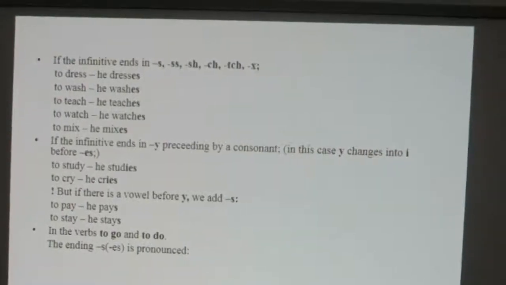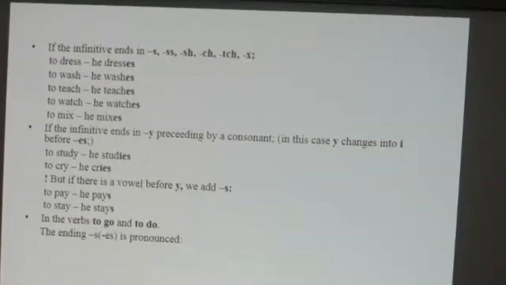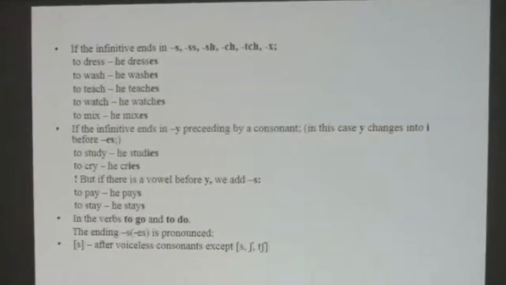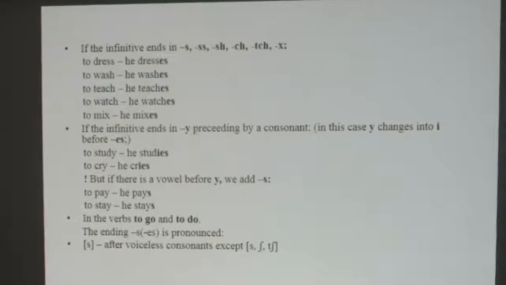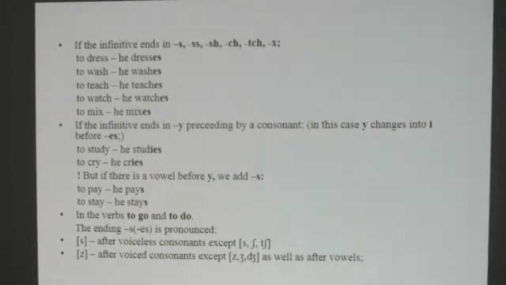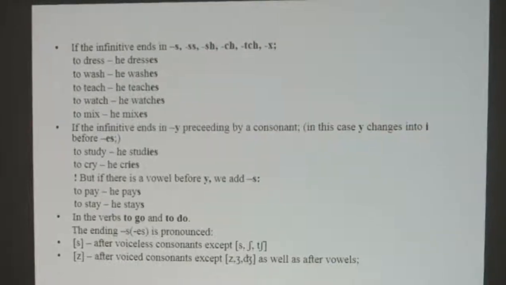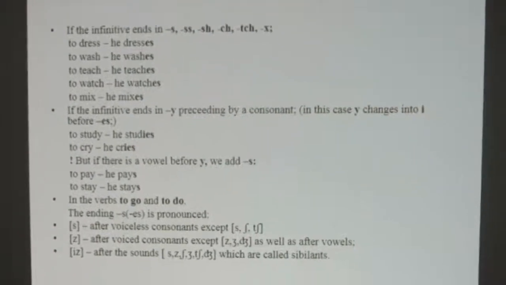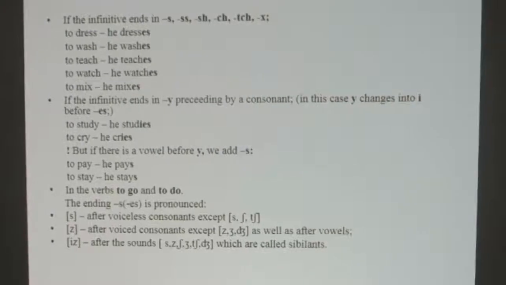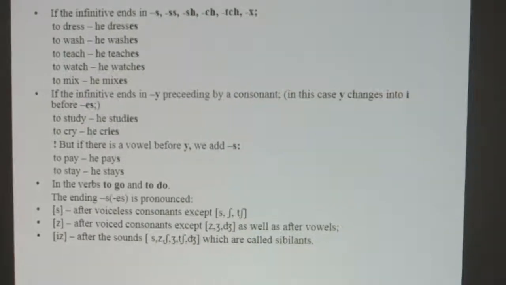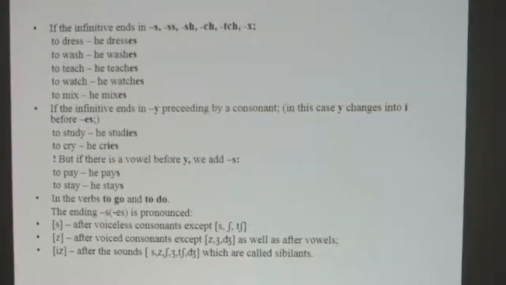In the verbs to go and to do, the ending s or es is pronounced s after voiceless consonant except s, sh, and ch, z after voiced consonant except z, zh, j, as well as after vowels, and iz after the sounds s, z, sh, zh, ch, j, which are called sibilants.